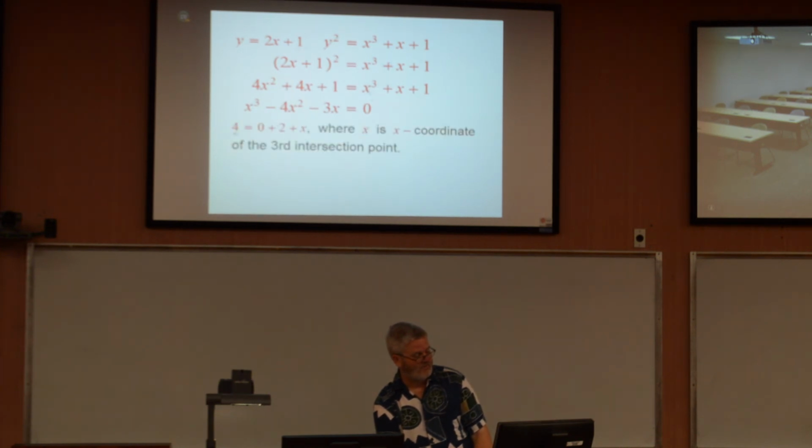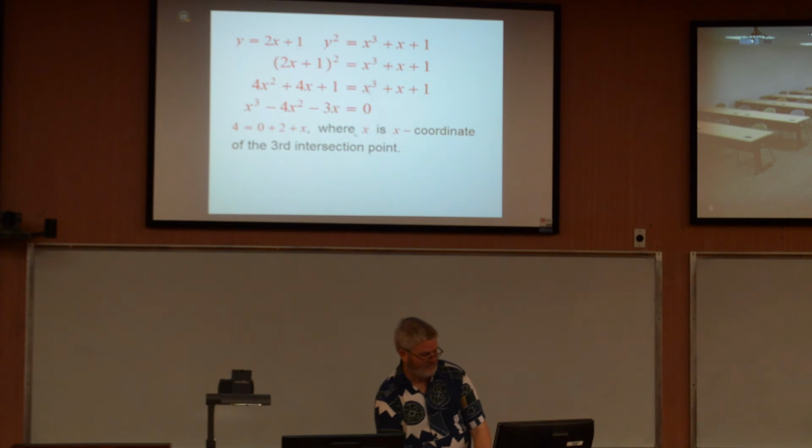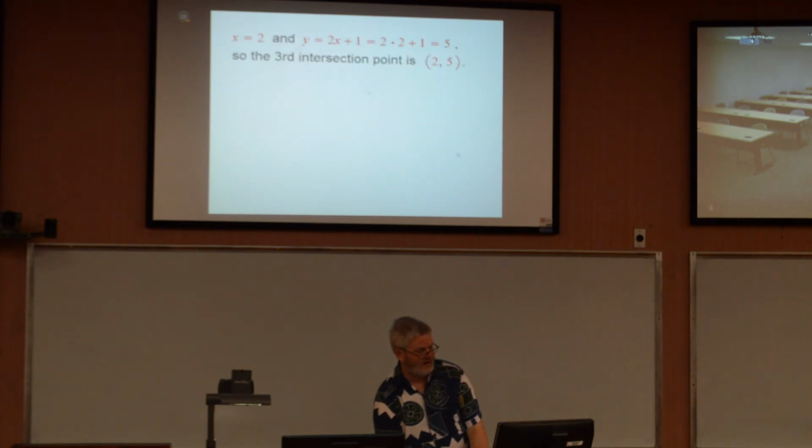So we have 4 equals 2 plus 0, because remember, we're going through points with x values 0 and 2. And if you solve for x, you get 2. Plug in 2, you get (2, 5). But (2, 5) is the third intersection point. So 3 times (0, 1) is (2, 2), which is the same as (2, -5).